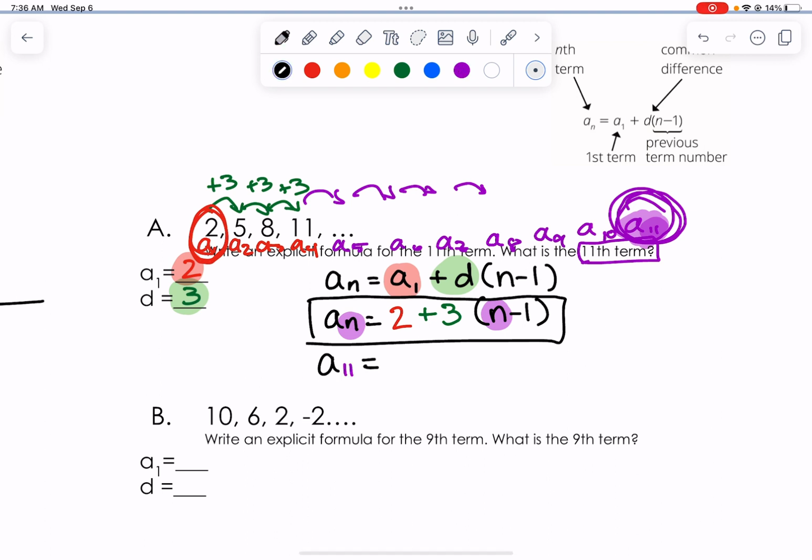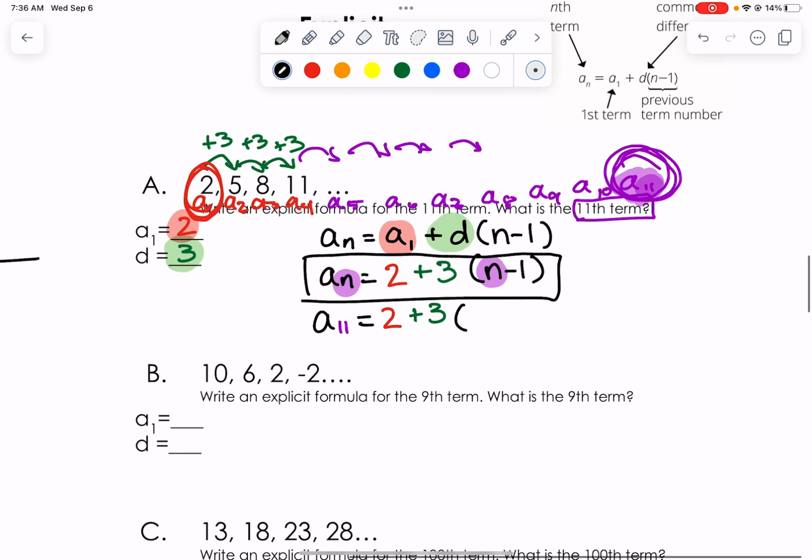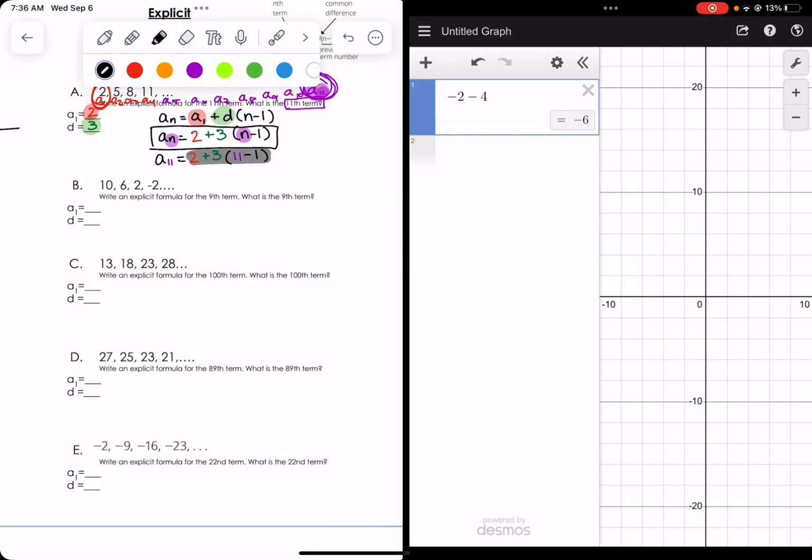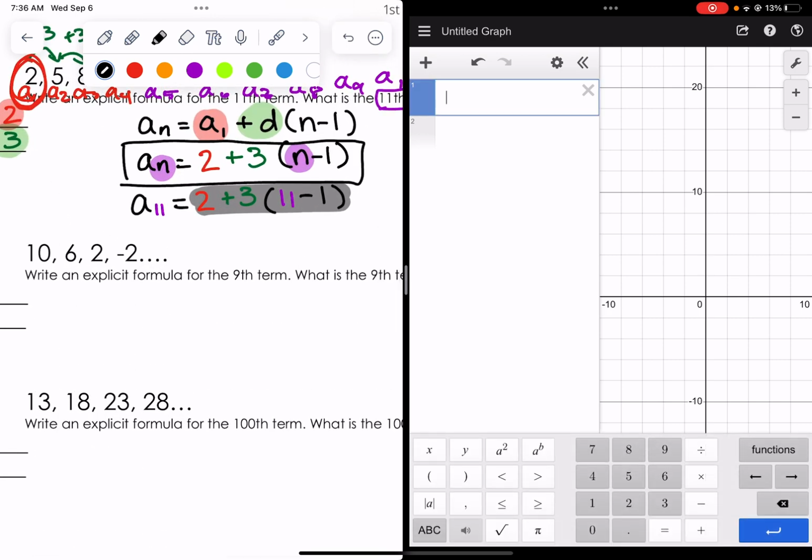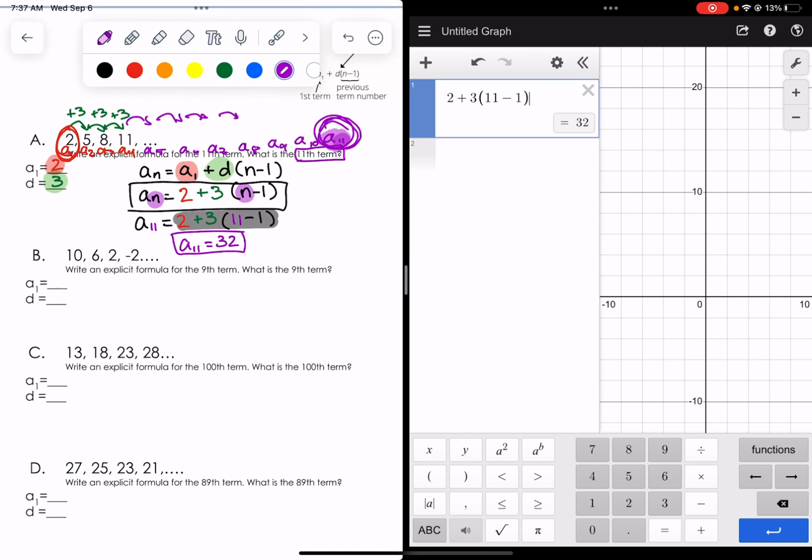a_11 equals 2 plus 3(11 minus 1). Oh, where'd my 1 go? 11 minus 1. So then this part right here, we put into the calculator. You would use the TI-Nspire. I don't have that on my iPad. So we have 2 plus 3, make sure you put the parentheses, (11 minus 1). And that gives me 32. So my a_11 term is going to equal 32. That's your answer.